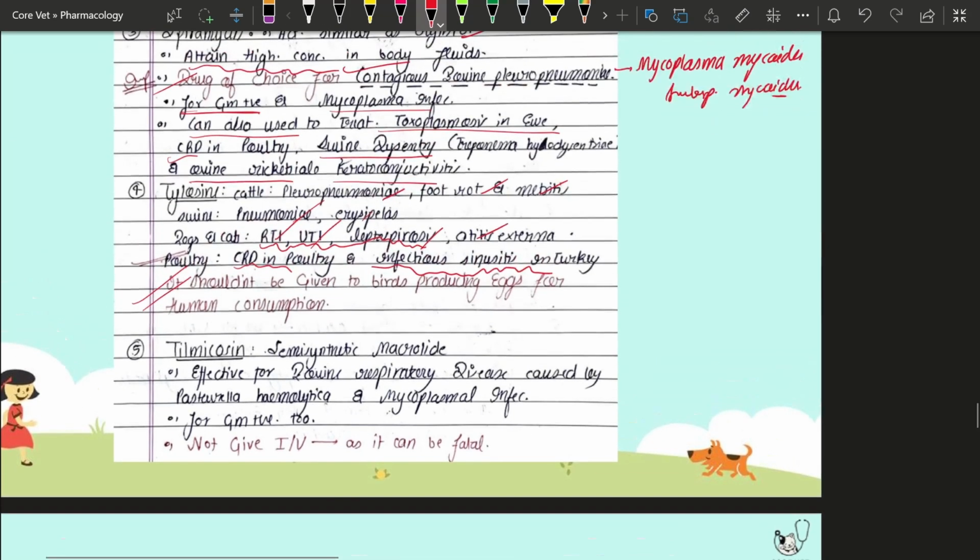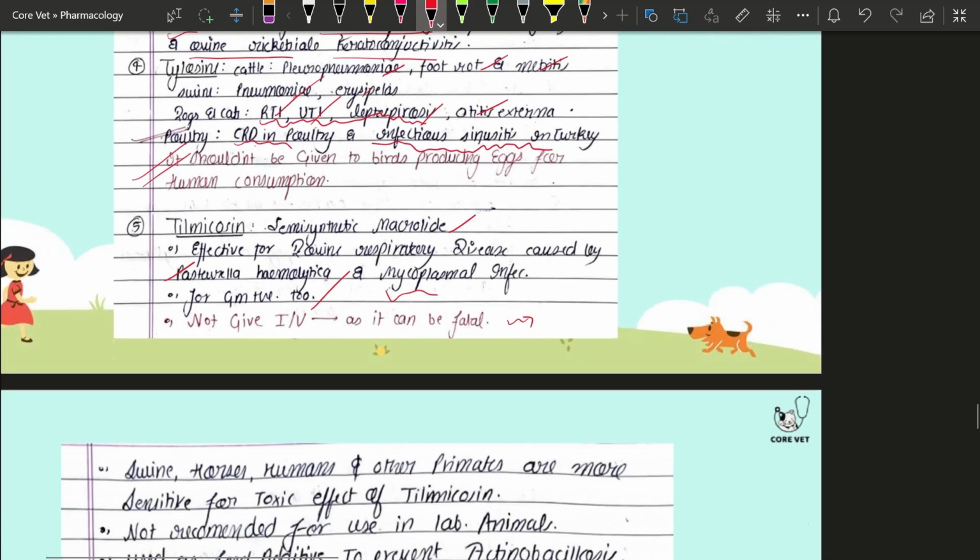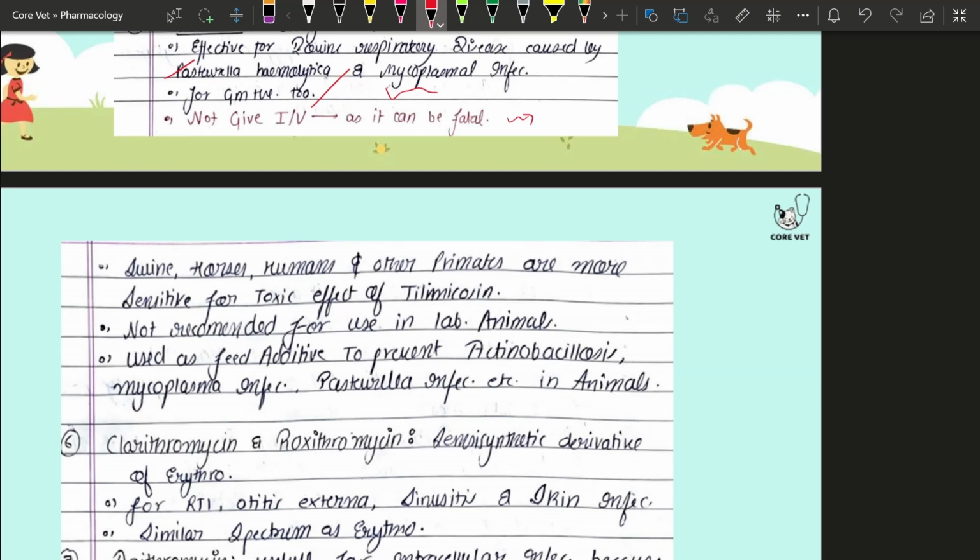If we talk about tilmicosin, it is a semi-synthetic macrolide, effective for bovine respiratory disease caused by Pasteurella haemolytica and mycoplasma as well, right? It is also effective against gram positive, but it is not given by the intravenous route because it could be fatal, right? It should be given slow IV, not by the rapid IV route, right? Swine, horses, humans, and other primates are quite sensitive to the toxic effect of tilmicosin, right? And it is not effective against lab animals, okay? And it is used as a feed additive.